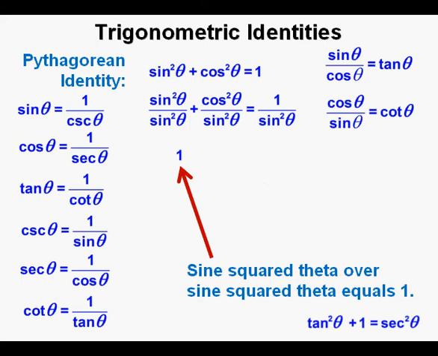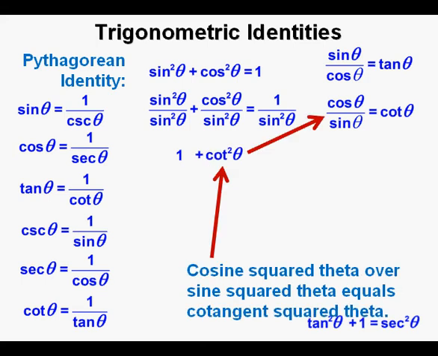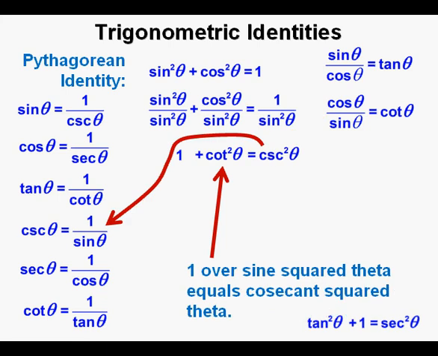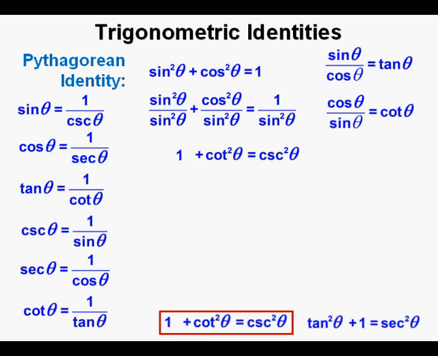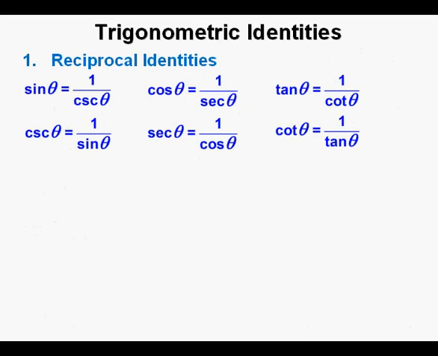Sine squared theta over sine squared theta cancels to equal 1. And since cosine theta over sine theta equals cotangent theta, cosine squared theta over sine squared theta equals cotangent squared theta. And since 1 over sine theta is cosecant theta, 1 over sine squared theta equals cosecant squared theta. So we have our newly created identity, 1 plus cotangent squared theta equals cosecant squared theta.